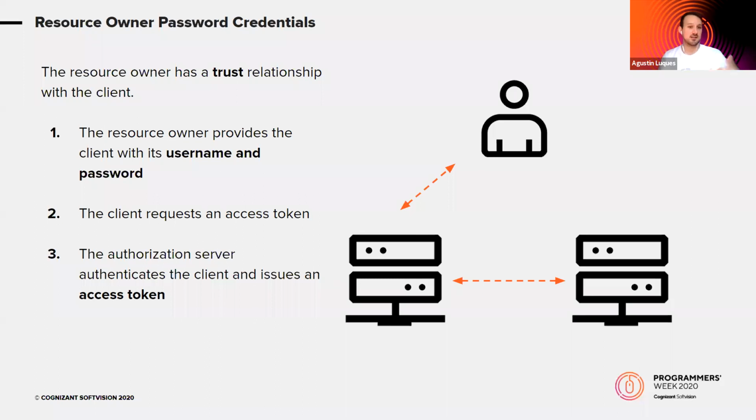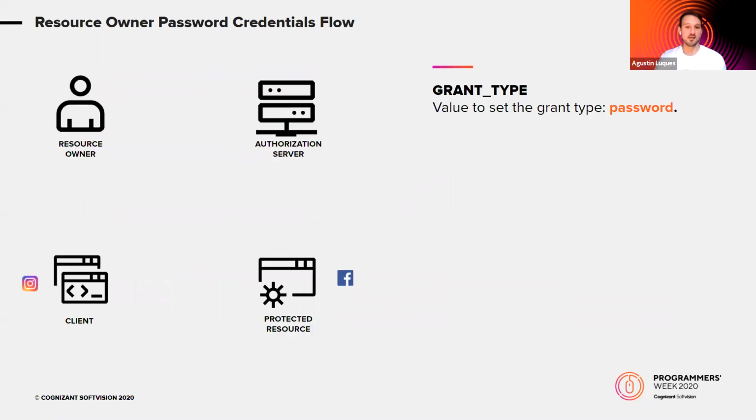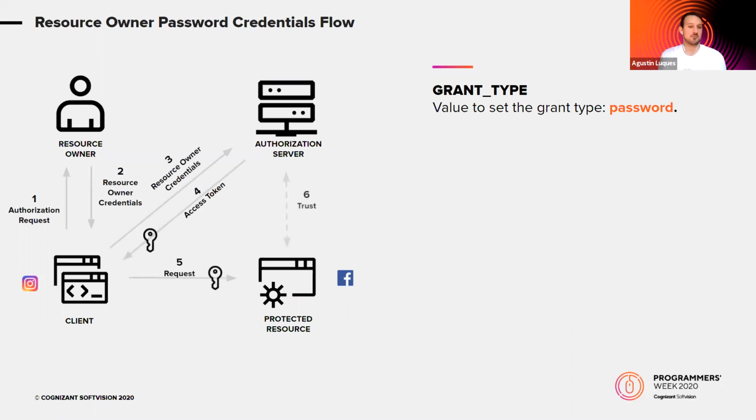As you can see in the high-level steps, basically the client will pass the user credentials along with its own credentials to get the token, the access token. I will not spend too much time on this flow because, as I said, you should never use it. It's just a temporary solution. But you can see that it's simply a call to the token endpoint to get the access token, and the grant type value will be set to password.